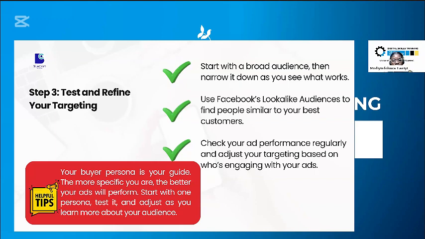So the buyer persona generally is your guide. The more specific you are, the better your ads will perform. So when you start with one persona, try it out, test it. And if it doesn't work, you go back to the drawing board and keep adjusting. That's the thing about Facebook or Instagram ads or any ad generally. You just have to keep adjusting based on what is working so that you don't waste your money.